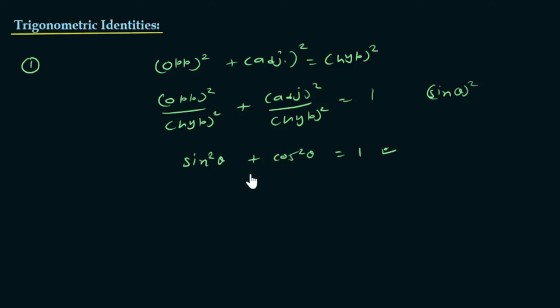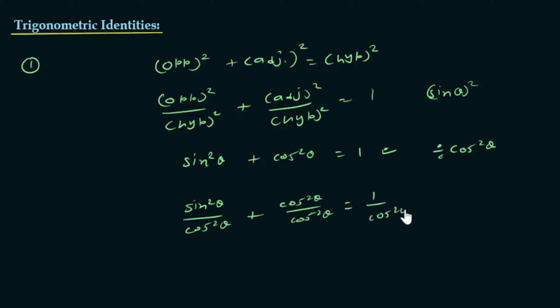Now let us divide this equation by cos square theta. We will have sin square theta divided by cos square theta plus cos square theta divided by cos square theta equals 1 upon cos square theta. So sin square theta upon cos square theta is simply tan square theta, plus cos square theta upon cos square theta is 1, and 1 upon cos square theta: we know that the reciprocal of cos theta is sec theta, so this will be sec square theta. Our second identity is this one.